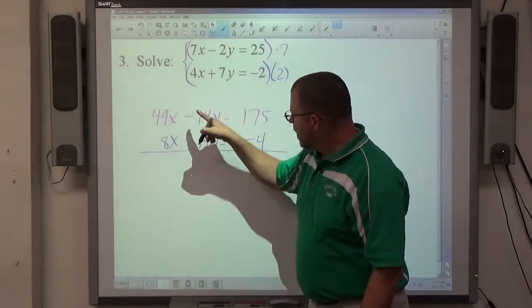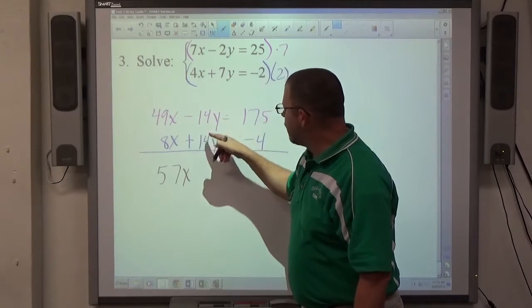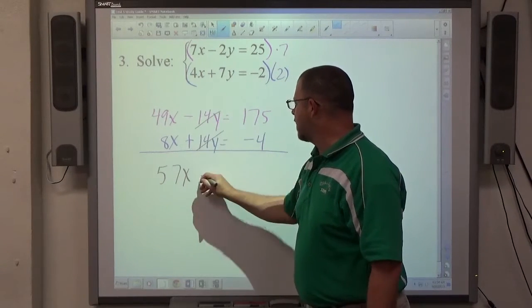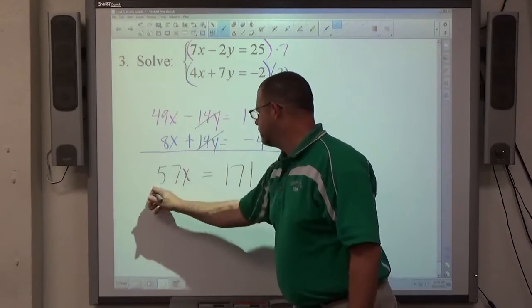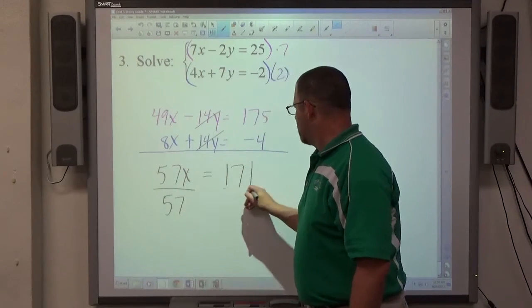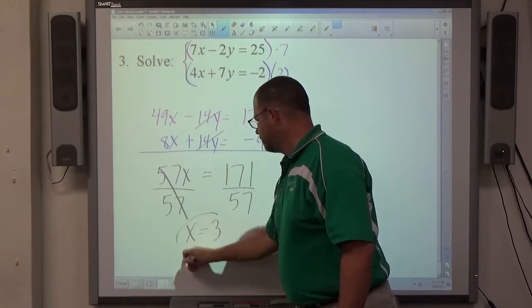And then 49x plus 8x makes 57x. Negative 14y, positive 14y being opposites cancel. And 175 minus 4 is 171. We divide both sides by 57. That leaves me with x equals 3.